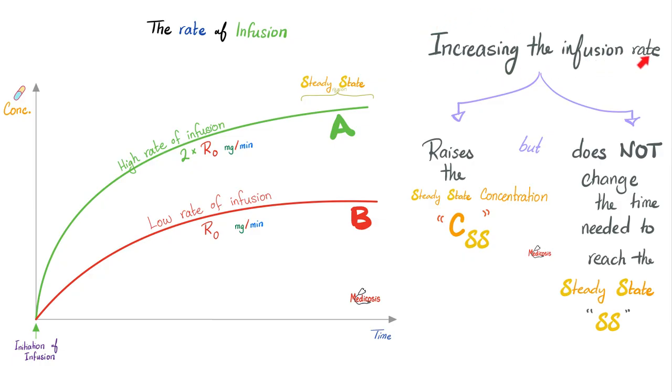As you increase the infusion rate, you will not change the time needed to reach the steady state. It will still take you about 5 half-lives to reach the clinical steady state. What increasing the infusion rate does for you is raise the concentration when you reach the steady state.